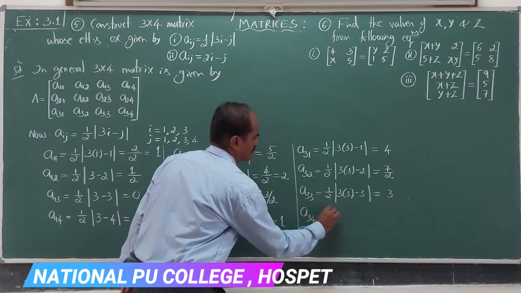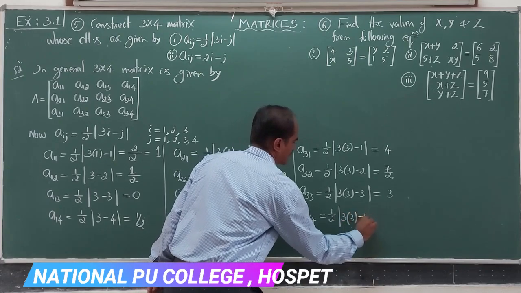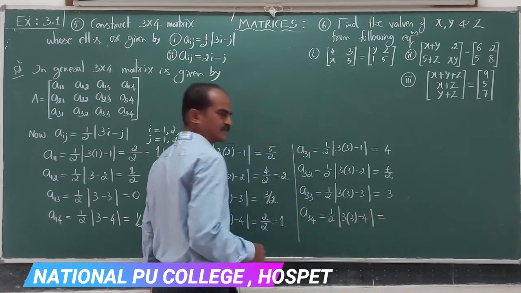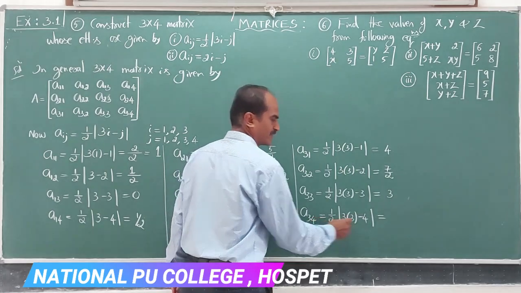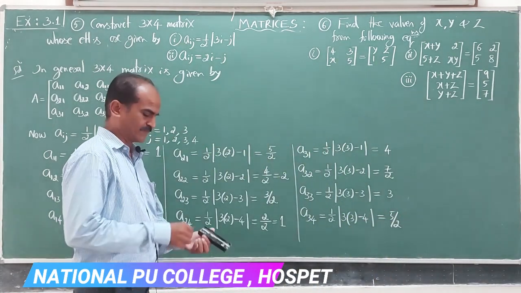Finally, A34 is half of modulus of 3 times 3 minus 4. It is 9 minus 4, 5. Modulus of 5 is 5. 5 divided by 2. We are ready with all the elements of the matrix.